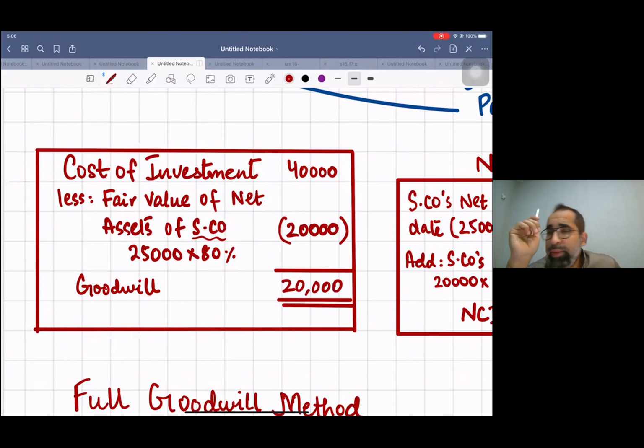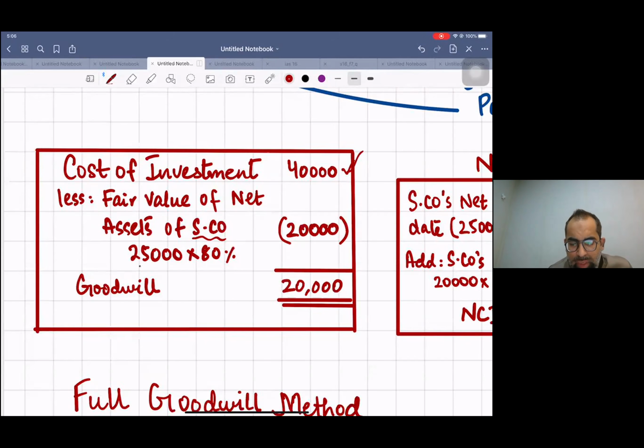We always compute goodwill at acquisition date. That's why we always use the acquisition date net assets packet in the computation of goodwill. Look at here. Now cost of investment, obviously we have acquired 80% shares of S company, so this cost of investment is equal to 80%.